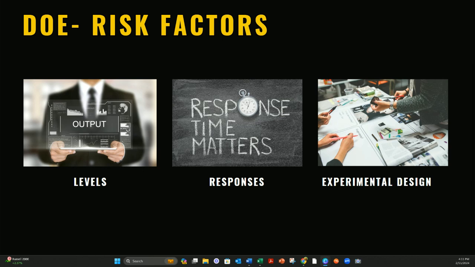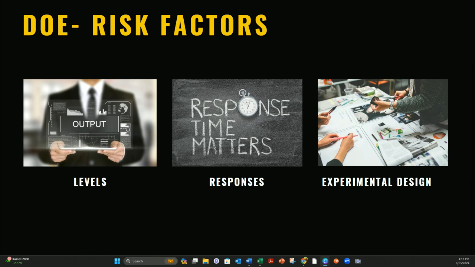Now, there are different DOE risk factors that I want us to keep in mind as we come through here. We're going to identify what the levels are. Levels are the different settings or values at which each factor is tested in the experiment. The choice of levels determines the range and resolution of the experiment, impacting its ability to detect significant effects. How we respond to those changes is also a risk. The response is the output or outcome measurement in the experiment to assess the effects of the factors.